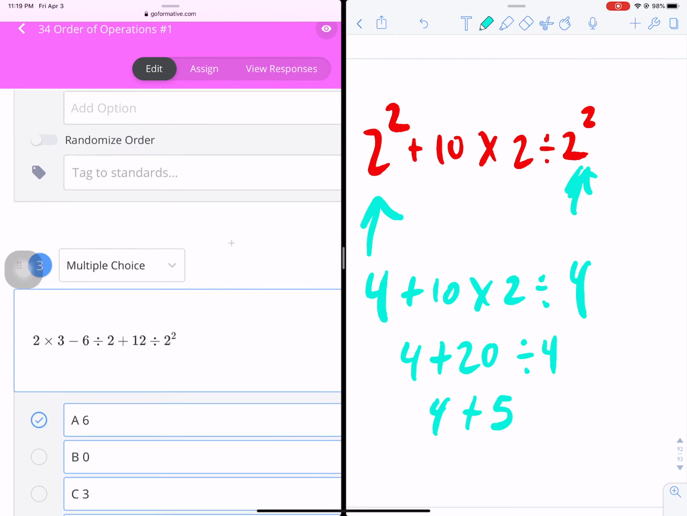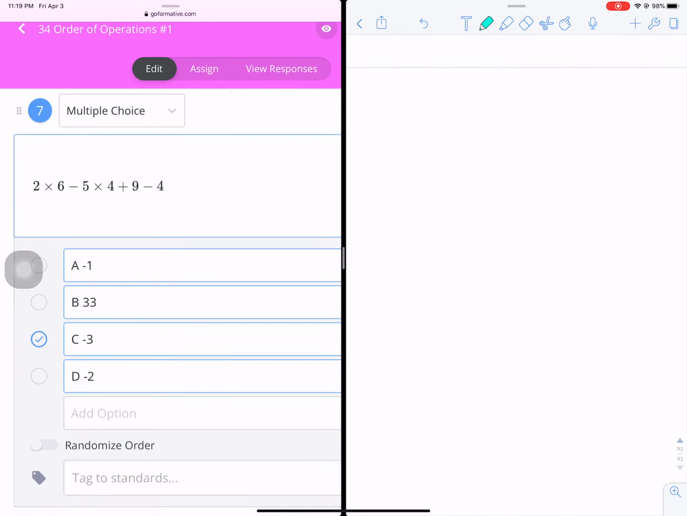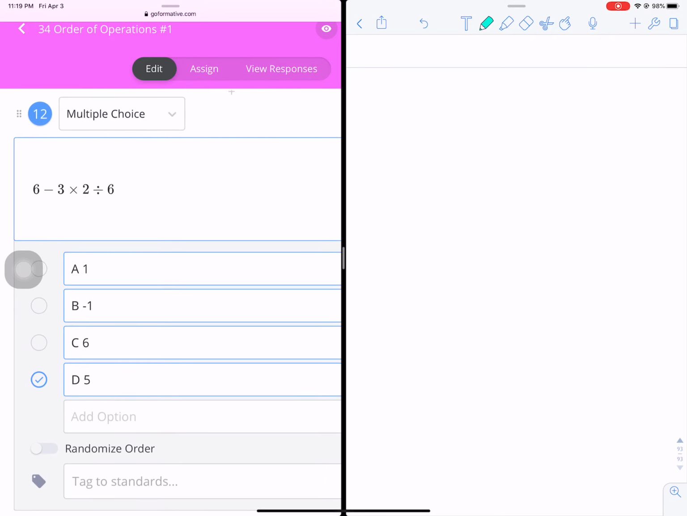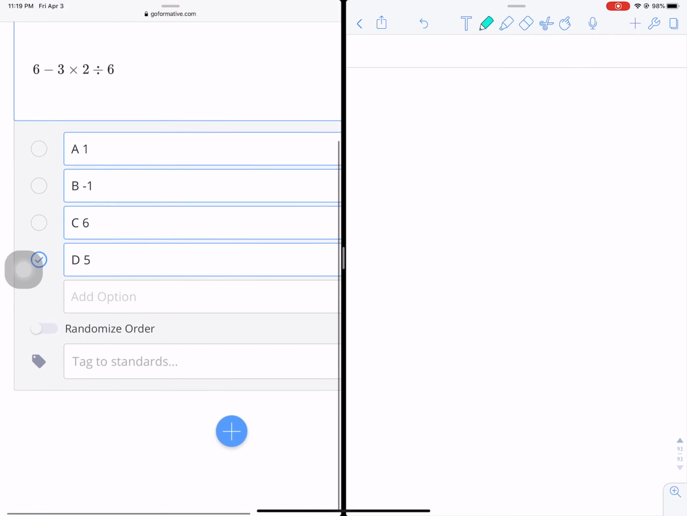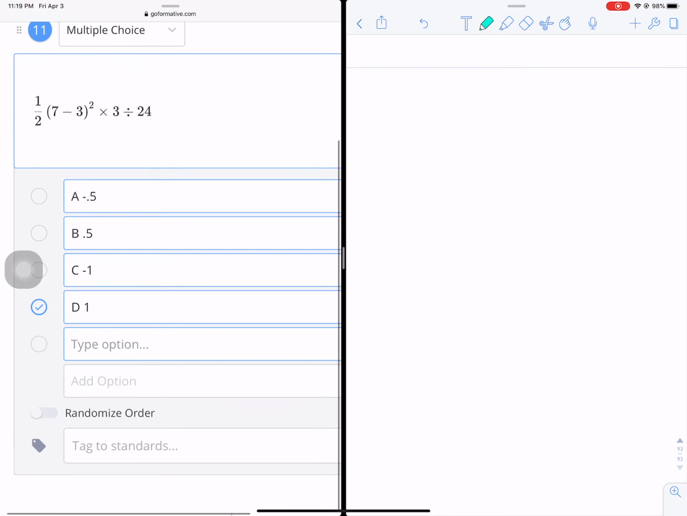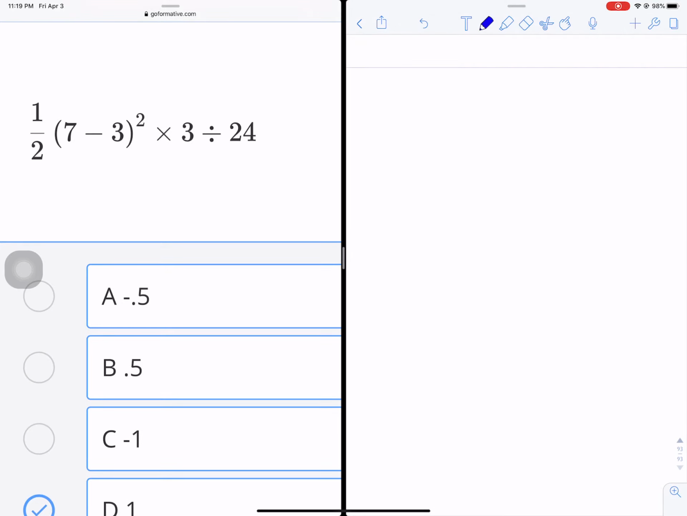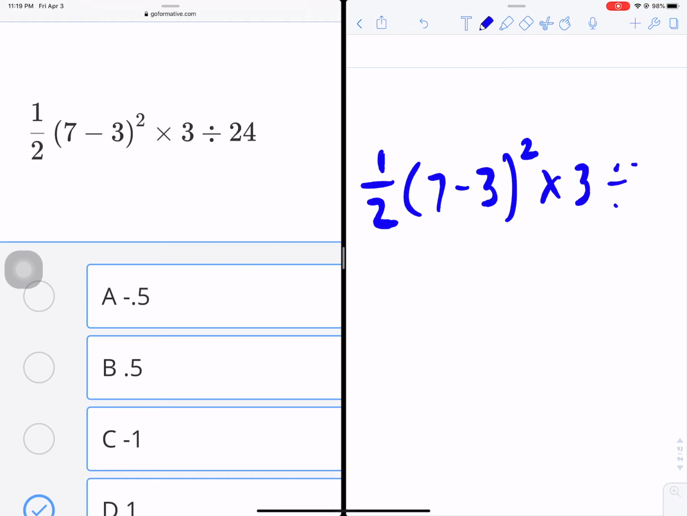Okay. Let's do more. How many more are there? Tons? There's tons. Whoa. Okay. 12? 12's not tons. We can deal with 12. How about that one? That one looks great. Sure, why not? 1/2 times the quantity of 7 minus 3 squared times 3 divided by 24.